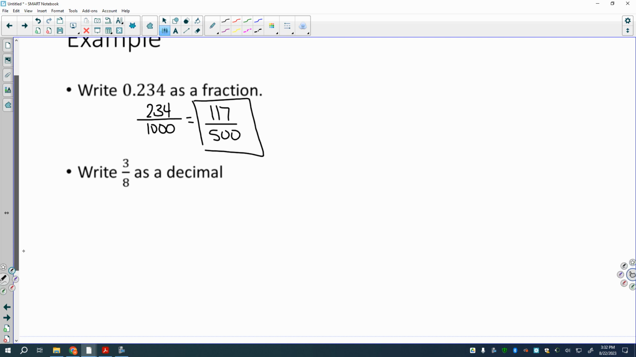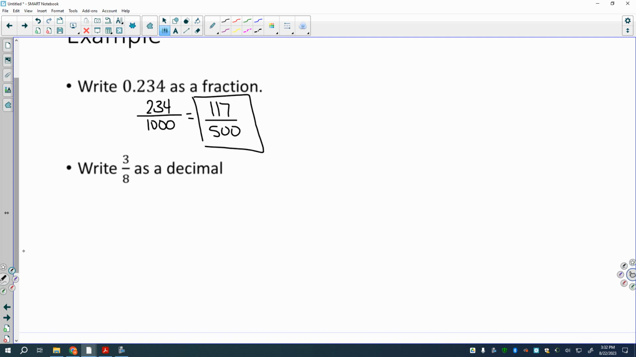Now, 3/8 as a decimal, that can be 3 divided by 8, like this. And I can put a 0 there afterwards, 0.0. And I can say, oh, well, 8 goes into 30 3 times, that's a 24. Subtract, that's 6. Can bring down another 0.